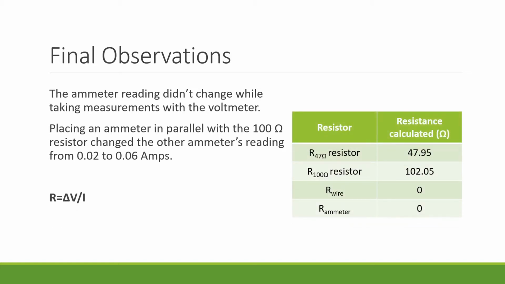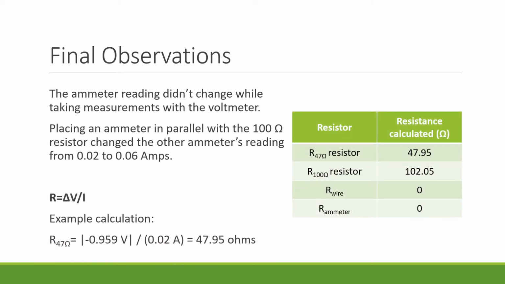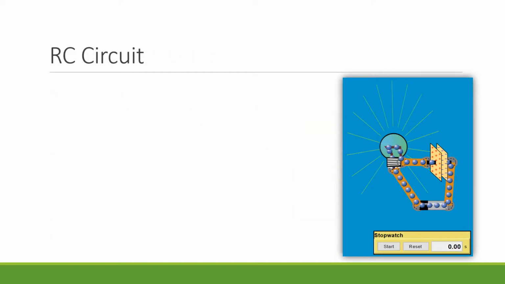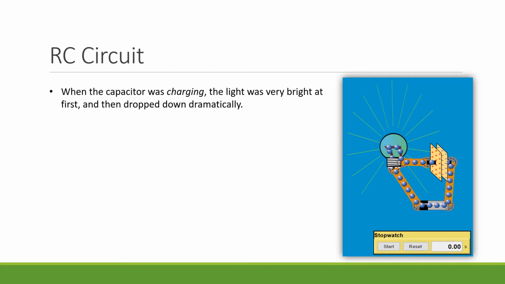Finally, the experimental resistance values for each circuit element were calculated using Ohm's law. Next, I assembled an RC circuit in CCK as shown in the figure, and the following observations were made. When the capacitor was charging, the light was very bright at first and then dropped down dramatically. What's happening is the current in the circuit slowly decreases as charges build up on the capacitor plates.